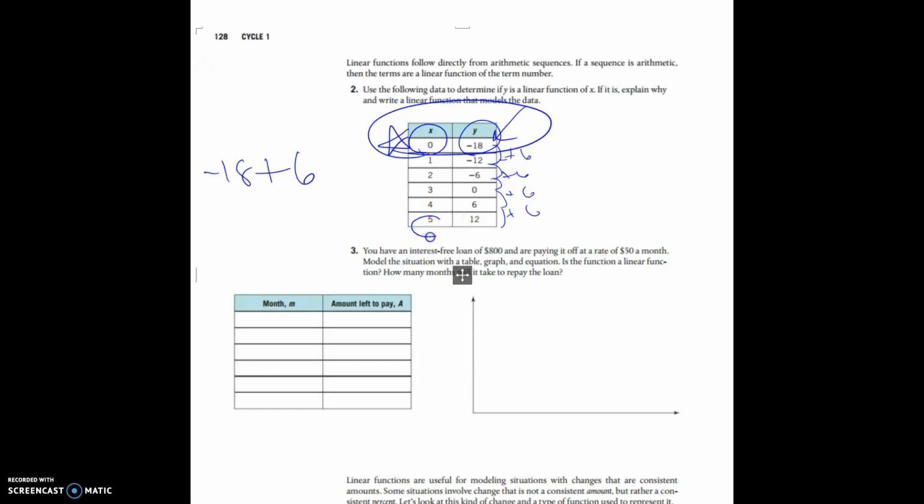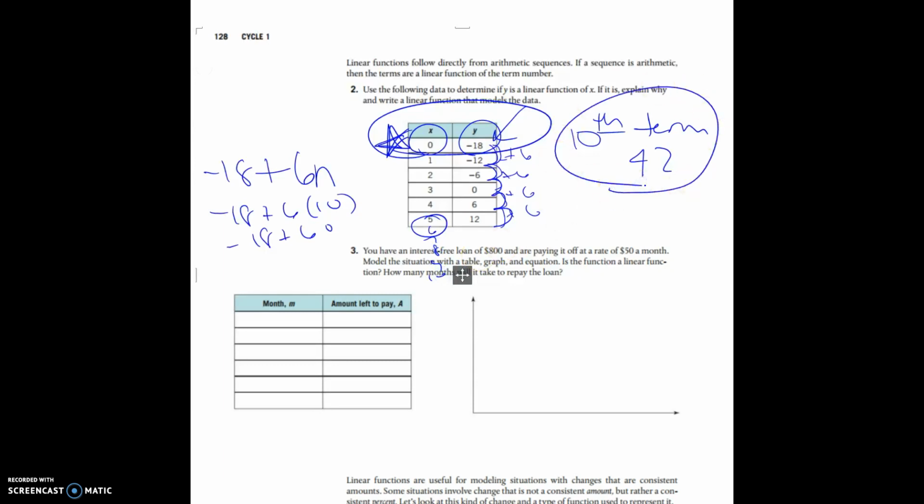So if I'm on the 5th term, how many times have I added 6? 1, 2, 3, 4, 5. So I just have n. I don't need n minus 1 because if you start at 0, it matches perfectly. You don't need the fix. And so this would predict, if I wanted to know the 10th term, I would just shove 10 in here: negative 18, and 6 times 10 is 60. So it's 42. The 10th term is going to be 42. If I keep going on the chart 6, 7, 8, 9, 10, I should get an answer of 42.